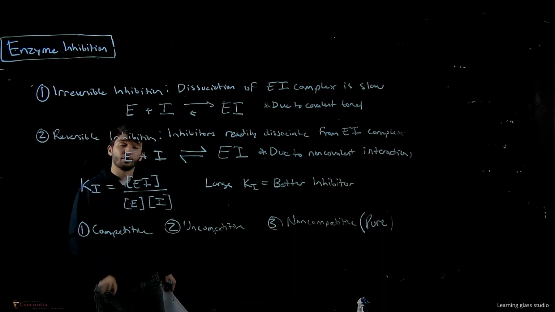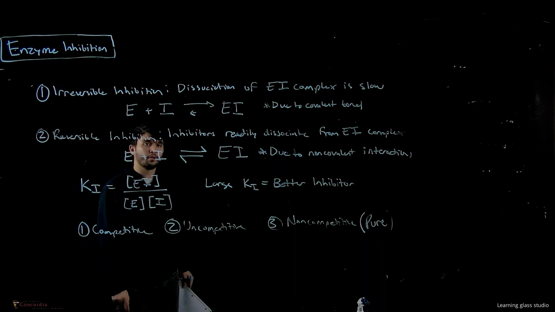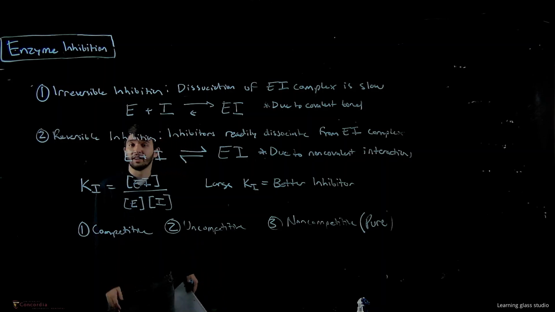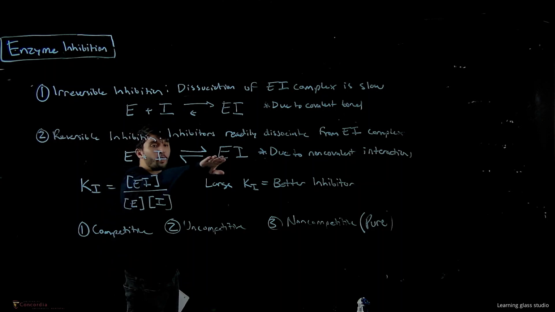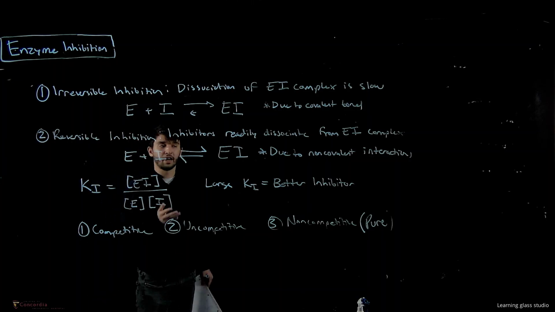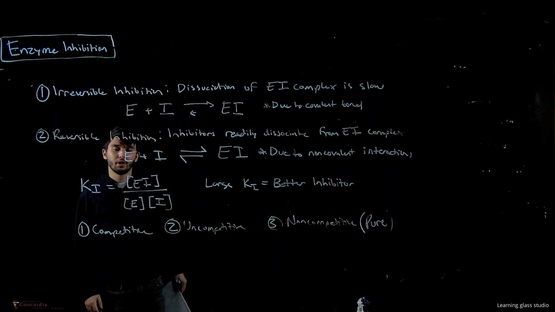On the other hand, we have reversible inhibition. This is when the inhibitor readily dissociates from the enzyme inhibitor complex, and this is what you're going to see a lot of in CHEM271. So the enzyme and the inhibitor bind and form the enzyme inhibitor complex, but this can readily dissociate and the inhibitor can be released. This is due to some kind of non-covalent interaction, usually.